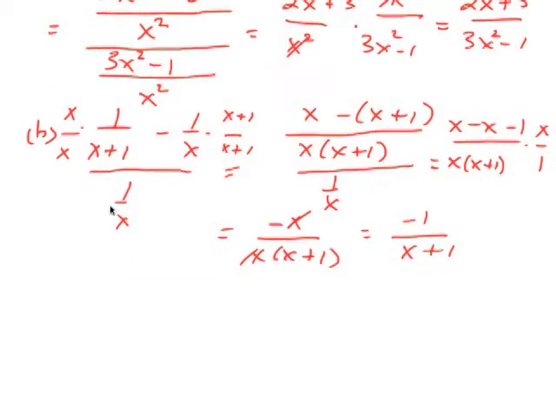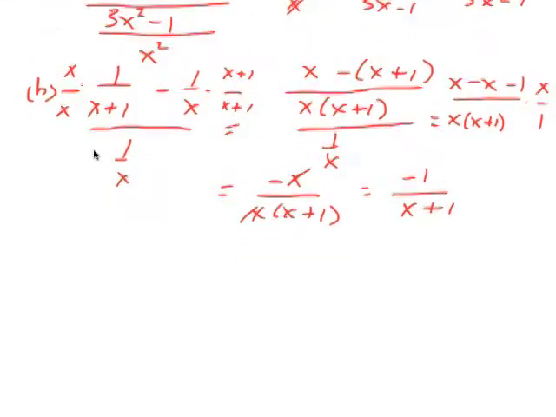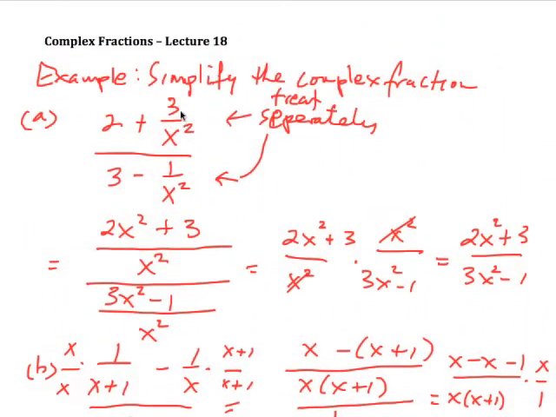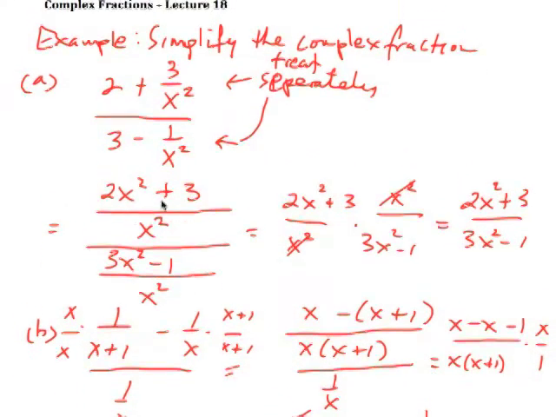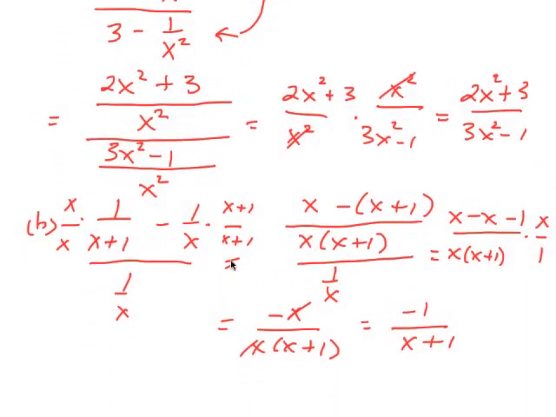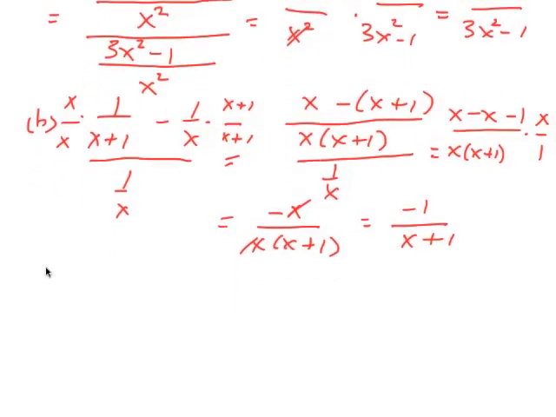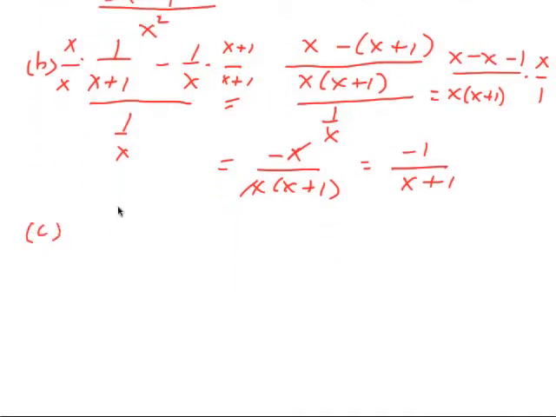So there are many variations to actually doing this. But remember the technique is to treat the numerator and the denominator separately, using common denominators to simplify the numerator and the denominator, and then change it into a product to get the result. Let's try one more.